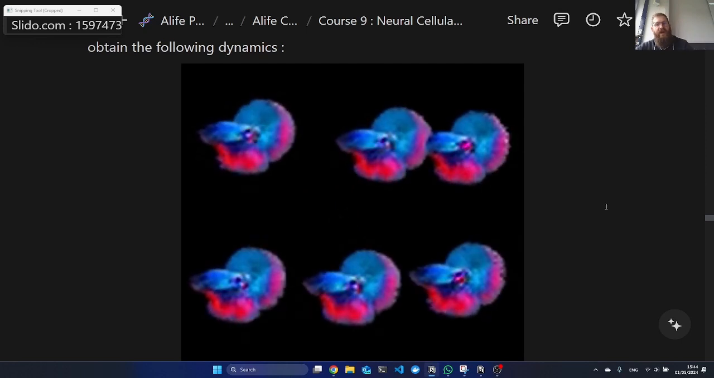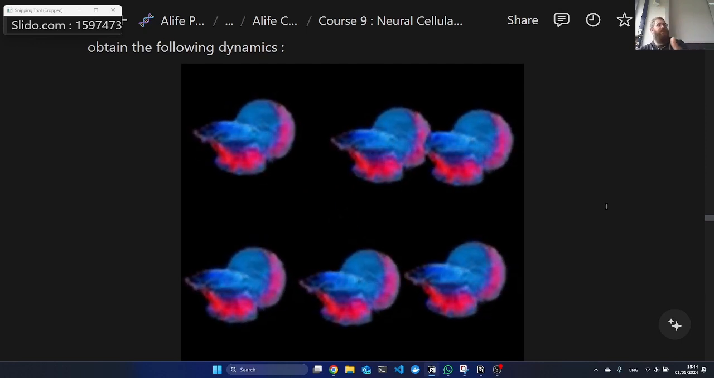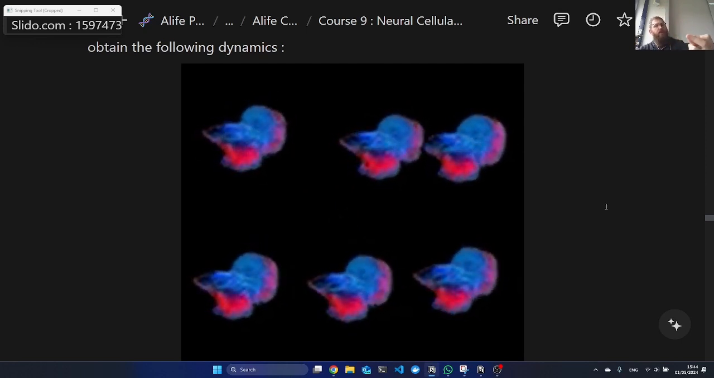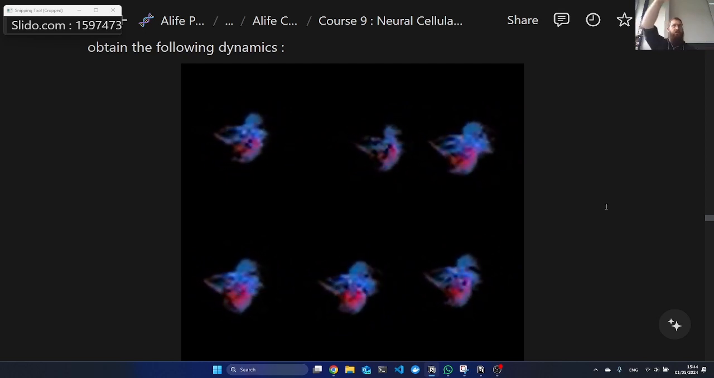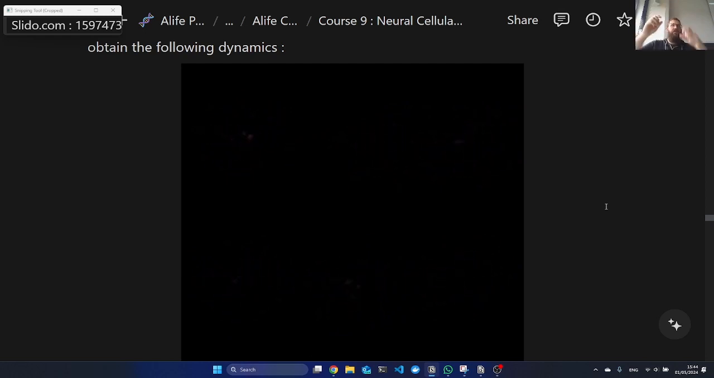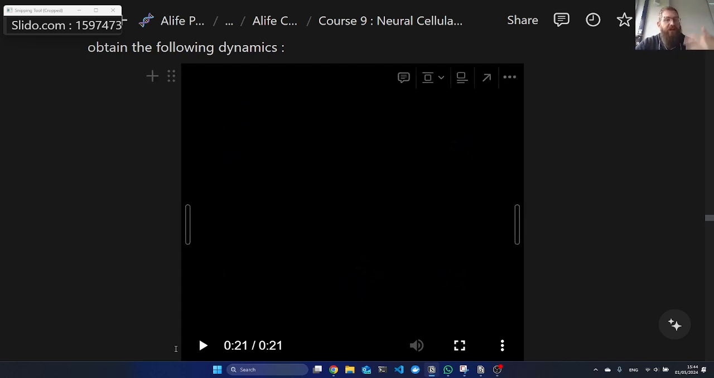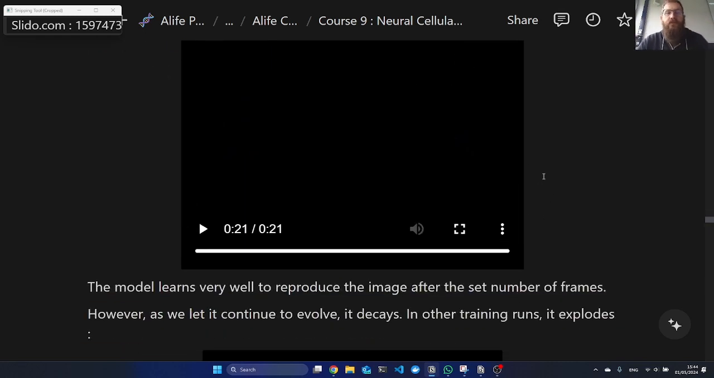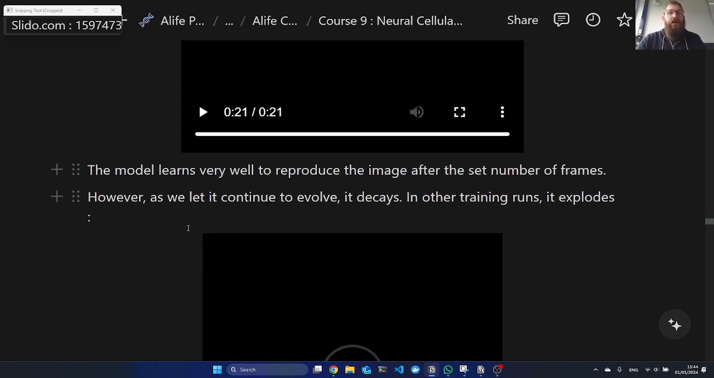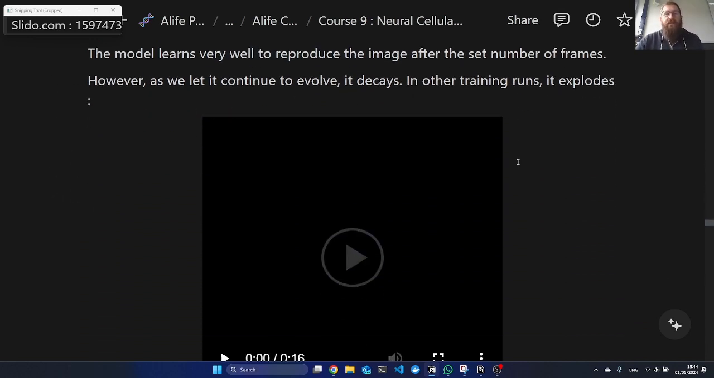So here I put more eggs, and that's the advantage of the neural cellular automaton: since the rules are completely local, even if you trained it on a small 40 by 40 window, nothing prevents you from making it work on a bigger window, right? All the rules are completely local. It does not depend on the size of the picture that you train it on. So it learns very well, but if you let it evolve, it decays.